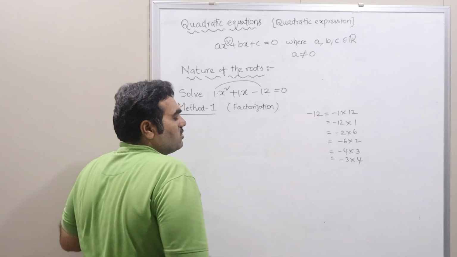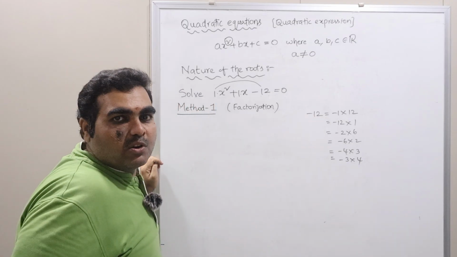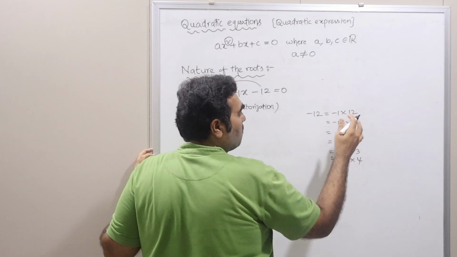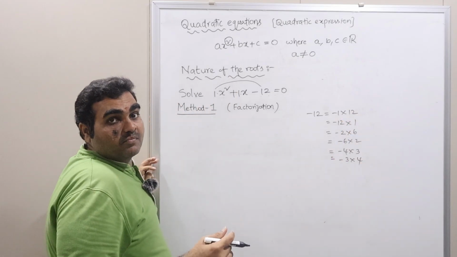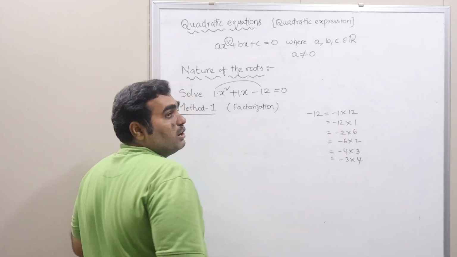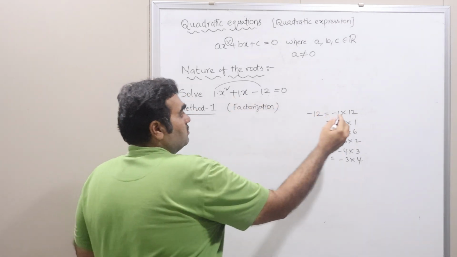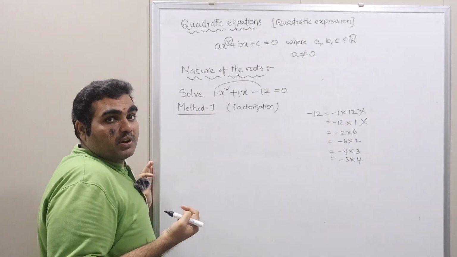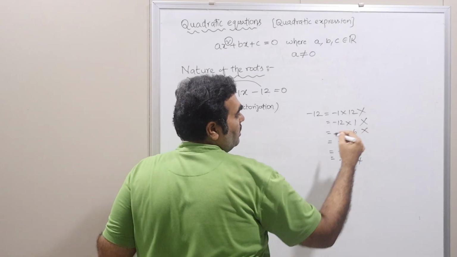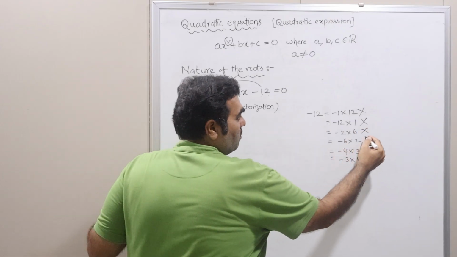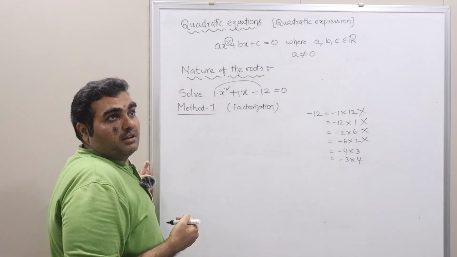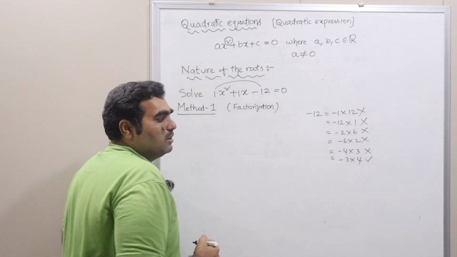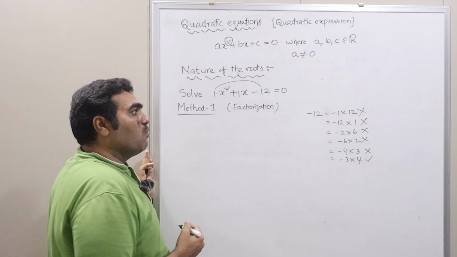So right from the top one you can start. This is a well-known approach, but still I just want to make it very clear. Start with minus 1 and 12. When you add those two, you get 11. Minus 12 and 1, when you add those two, you get minus 11. So both these are ruled out. The third one, minus 2 and 6, adding these two gives plus 4, ruled out. Minus 6 and 2, minus 4, ruled out. Minus 4 and 3, minus 1, still ruled out. Minus 3 and 4. Minus 3 plus 4 is equal to 1.